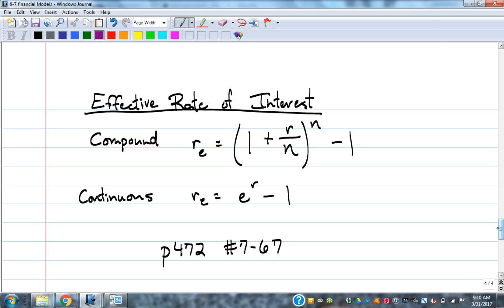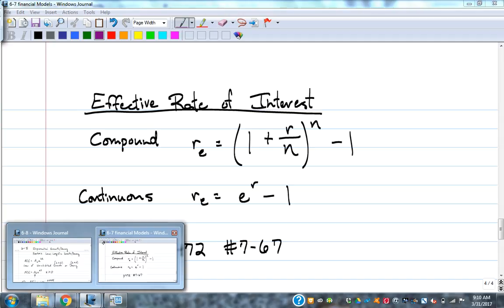What was the e called? The e is just the exponential number. This R sub e is effective rate of interest. This e is effective. This e is the e number. So it's a little confusing, but it's the same notation as we're using there. Okay, all right. So there's 6.7.